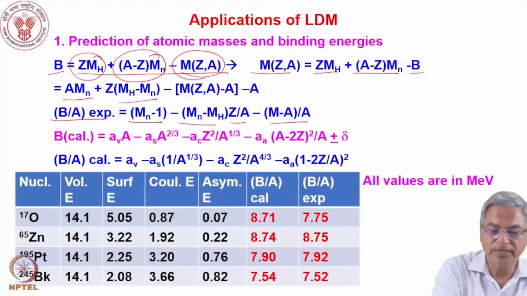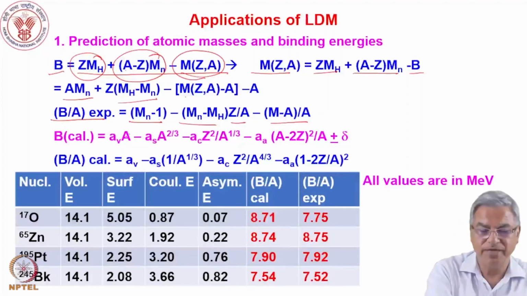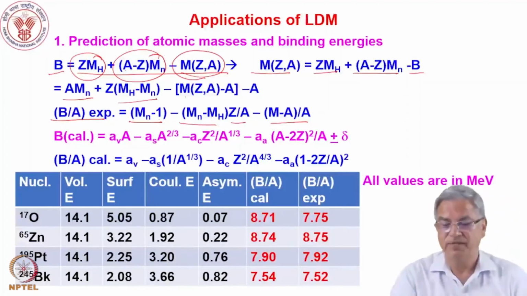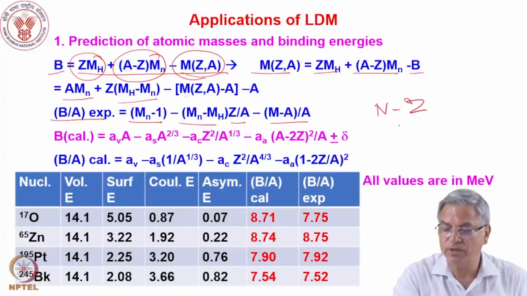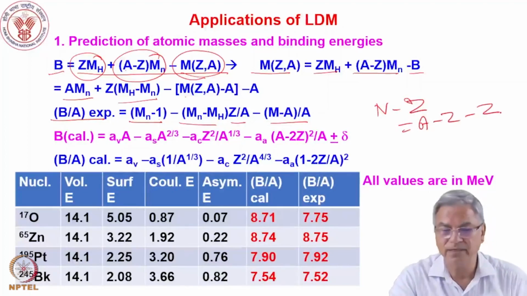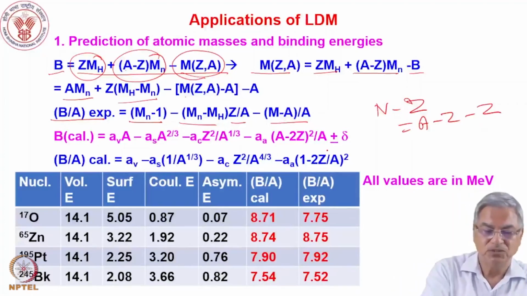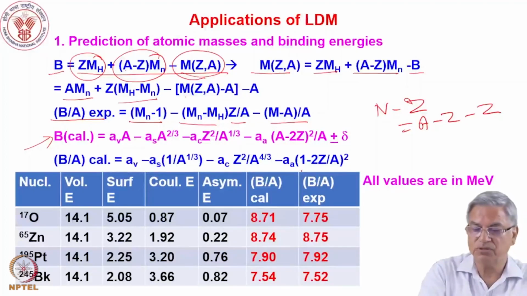So now you can calculate the binding energy by this formula: AV A, minus AS A raised to 2/3, minus AC Z squared by A raised to 1/3, minus AA, N minus Z squared. N minus Z can also be written as A minus 2Z. Actually, N minus Z you can also call A minus Z minus Z, so that is nothing but A minus 2Z, squared upon A. So this is the calculated binding energy using these constants. And so you can write now this constant.